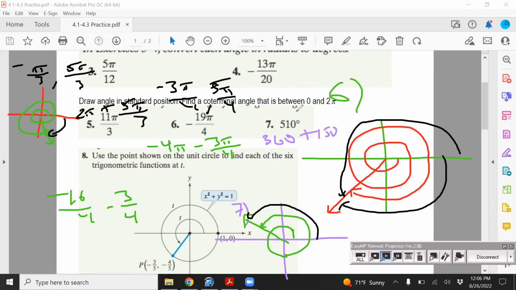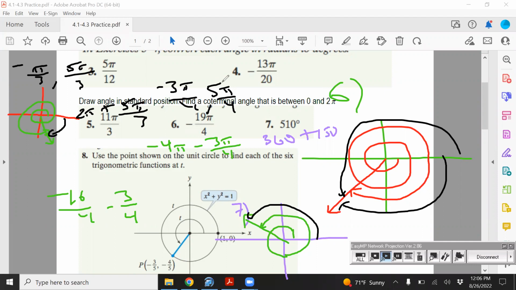My bad. That's what I meant to say for number 6. Wait, so I messed that one up. The one where you're supposed to find the coterminal. I thought you find the degree, like the rest of it. You could do that. Yeah, I mean, you could convert to degrees.